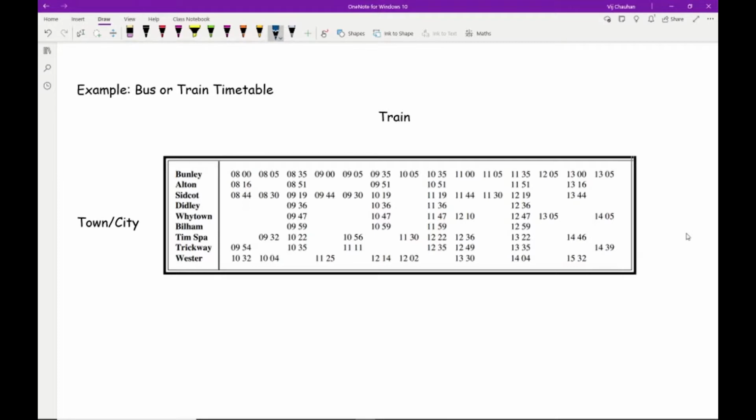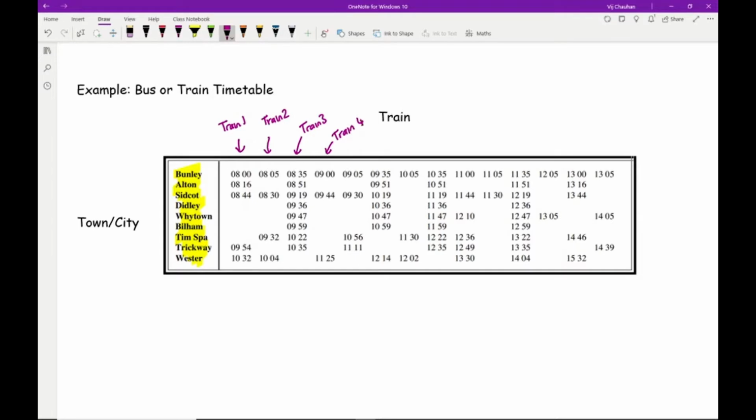Now this acts as like a two-way table. So here on the sides we've got our towns and cities, and going across we've got the times of those trains. Each column represents a train, so this here is, let's say, train 1, this here is train 2, this here is train 3, this here is train 4, and so on.